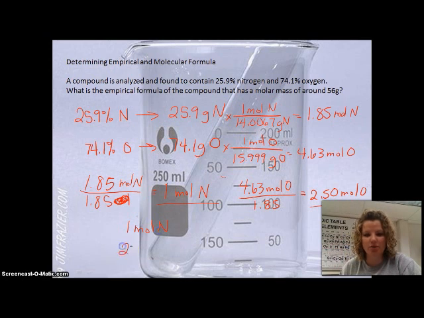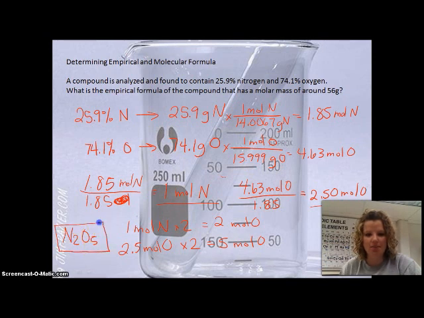We can't have 2.5 moles, so with 1 mole of nitrogen, we have to get a whole number here. And if we have 2.5 moles of oxygen, what is something that we can multiply both of these by to get a whole number? So if I times this by 2, I can get 5 moles of oxygen. Multiply this, it always has to be the same. I can get 2 moles of nitrogen. So that makes our empirical formula N2O5.